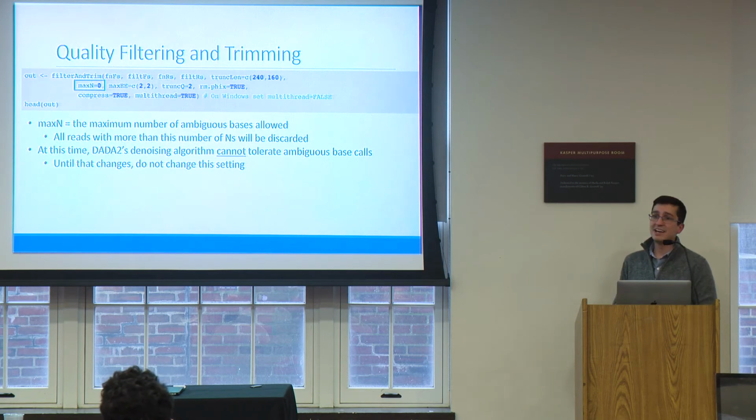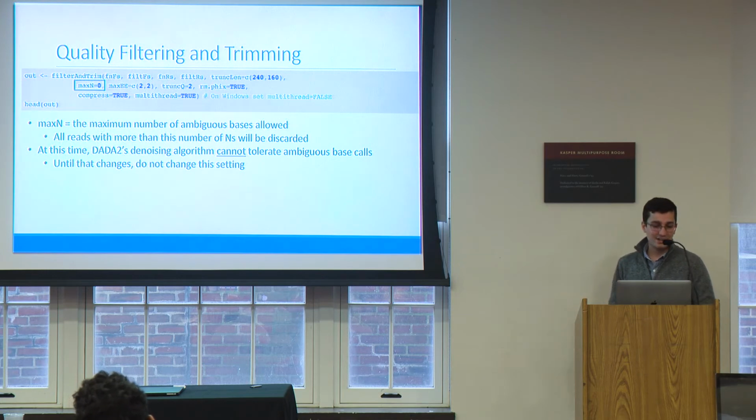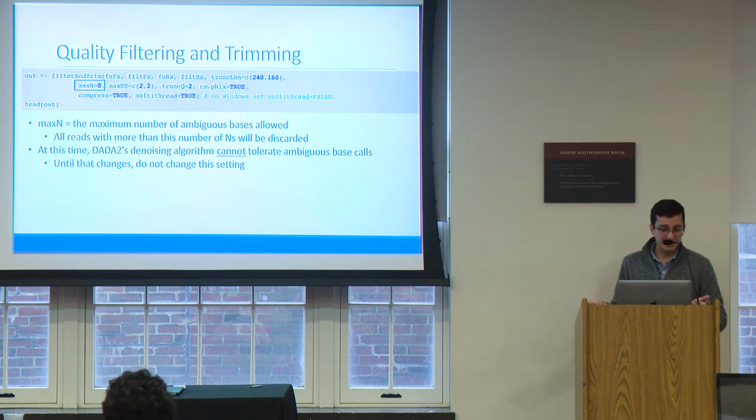So as of now, DADA2 actually can't handle ambiguous base pairs. So by setting this to 0, you get rid of all of your reads that have any ambiguous base pairs whatsoever. So until DADA2 changes that aspect, I would highly suggest not changing that. I've never done it myself, but I can imagine it doesn't result in good things.